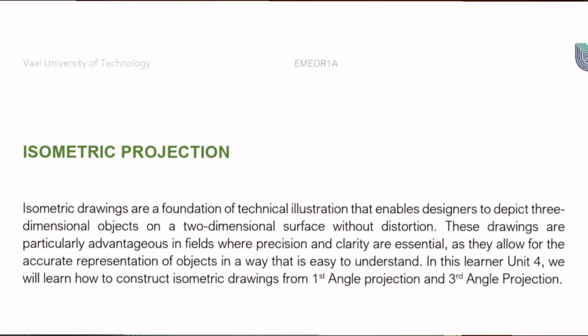Today we're starting a very important chapter in engineering drawing, which is isometric, right? Isometric drawings are a form of pictorial drawings that allow you to represent a 3D drawing onto two-dimensional surfaces while keeping accurate proportions, right? These drawings are particularly advantageous in a field where precision and clarity are essential, as they allow for the accurate representation of an object in a way that is easy to understand. So in this learner unit 4, we will learn how to construct isometric drawings from first and third angle.